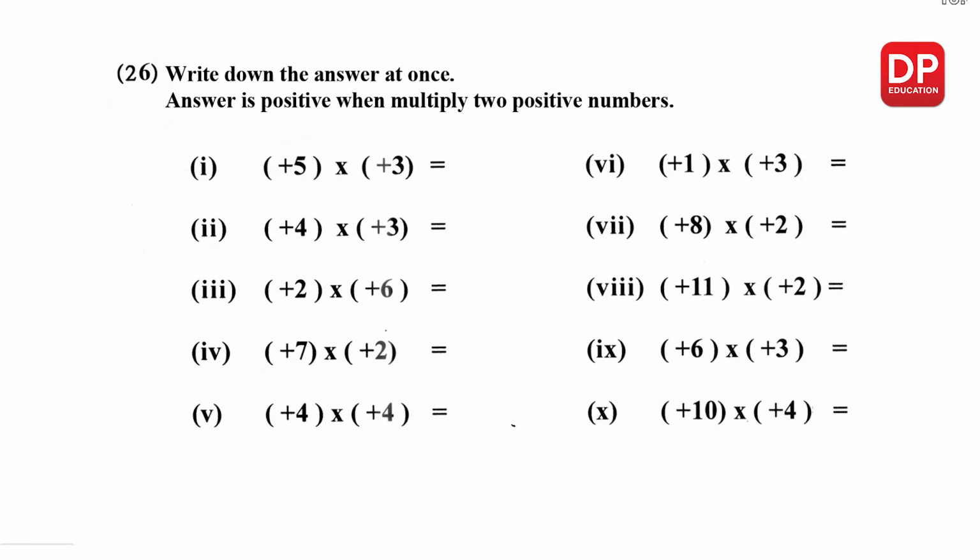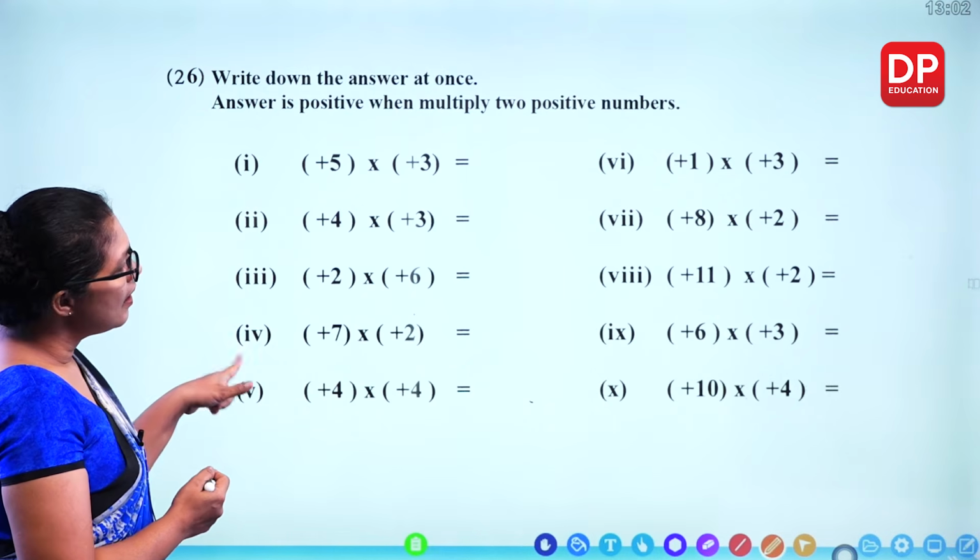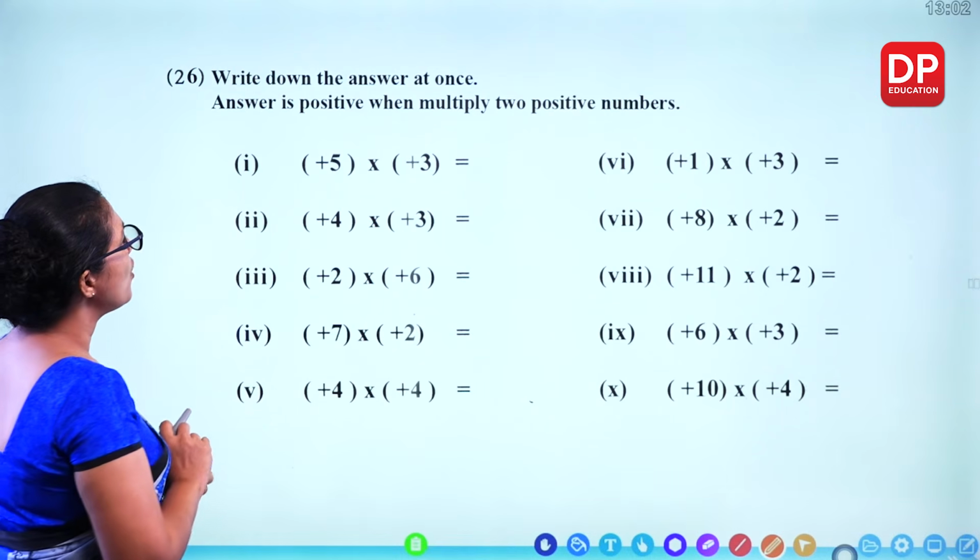Write down the answer at once. Answer is positive when multiply two positive numbers. So all these are positive numbers. So you get positive answer.